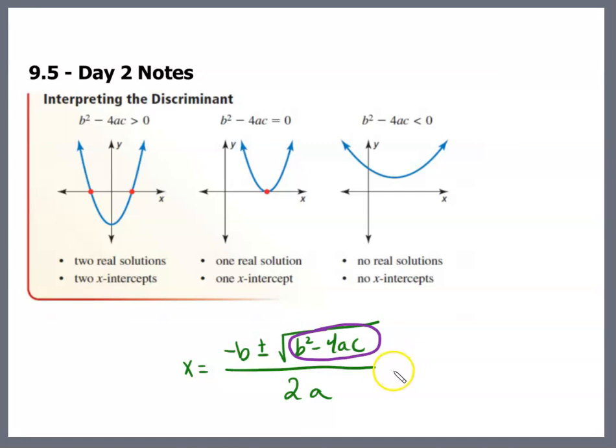So when the discriminant is positive, that's what this is showing. The discriminant is greater than 0, so it's positive. When that happens, you have two real solutions, which means you have two x-intercepts. When the discriminant equals 0, that's what this is showing, you have one solution and one x-intercept. And when the discriminant is negative, it's going to give you a negative square root. And so when the discriminant is less than 0 or negative, you have no real solutions, which means you have no x-intercepts.